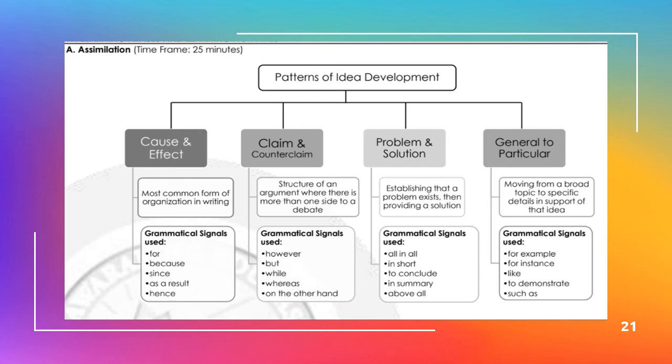So, what are the grammatical signals? We have however, but, while, whereas, and on the other hand. Same thing with cause and effect. This is just some of the grammatical signals that we can use for claim and counterclaim. For a complete list, you can go back to your GC, wherein I sent the complete list of grammatical signals used for claim and counterclaim and cause and effects.